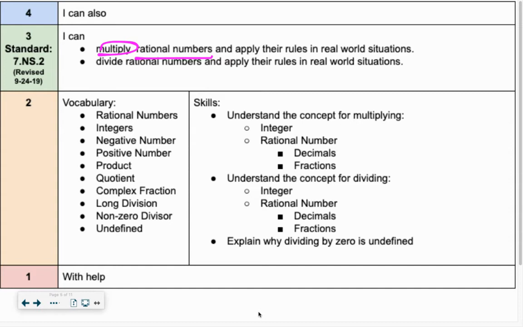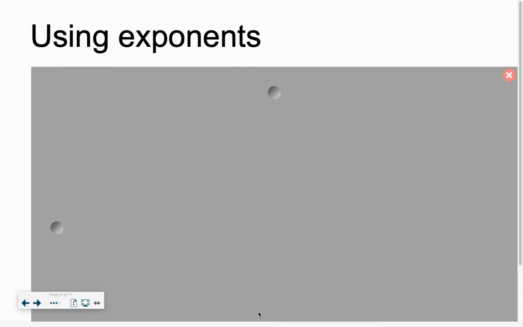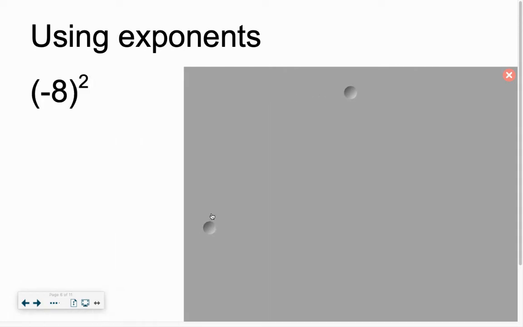But right now, we're just going to be working right here with these integers and being able to understand multiplying, and tomorrow, or sorry, the next lesson, dividing. So as we keep going here, now it says using exponents. Remember, when we use exponents, they're the tiny little numbers. So up here, we've got that 2.